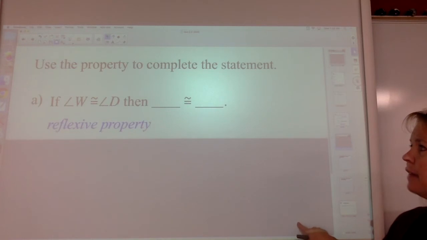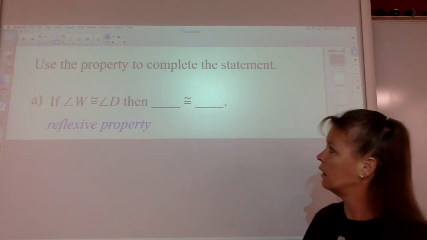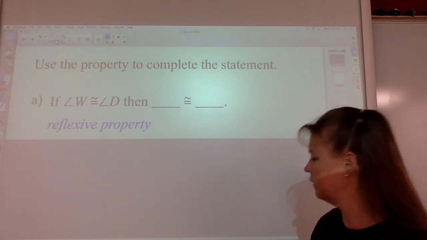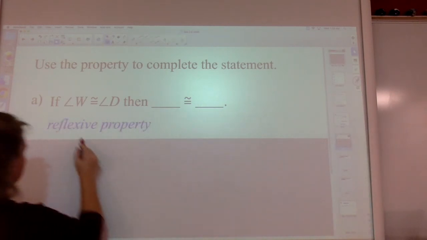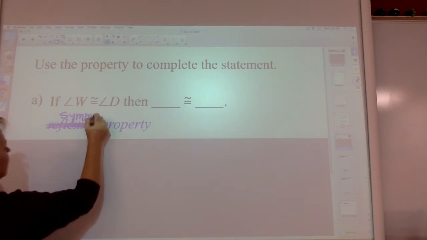Other way around. This time they're going to give you part of the statement and tell you what you have to use. In this case, the reflexive property. You have to fill in the blanks. Go look up reflexive property. Find out what it is. Actually, that's wrong. I wanted symmetric property in this one. Symmetric property.